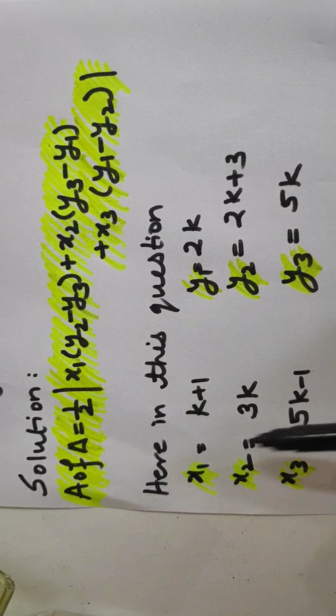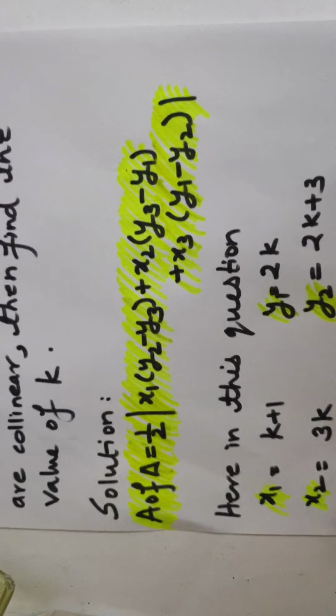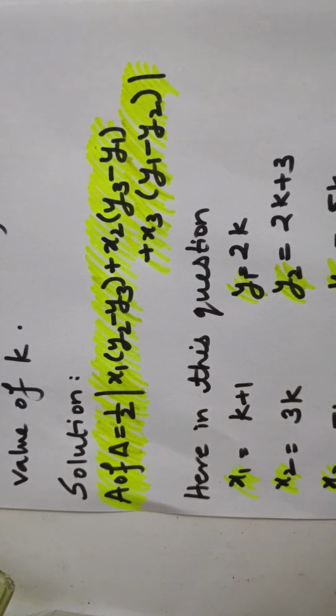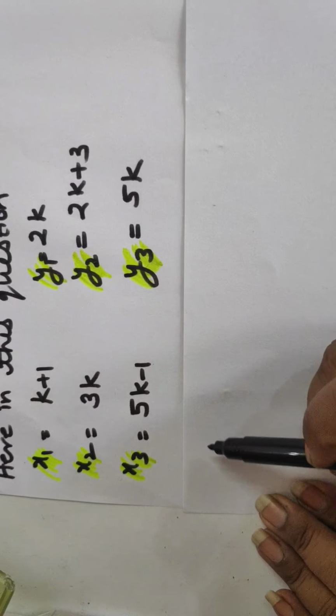What will be the x1, x2, x3 here, and what will be the y1, y2 and y3? If we write this clearly, it makes it easy to put these values in the formula. So now let's put the values in the formula. Now we have a formula.